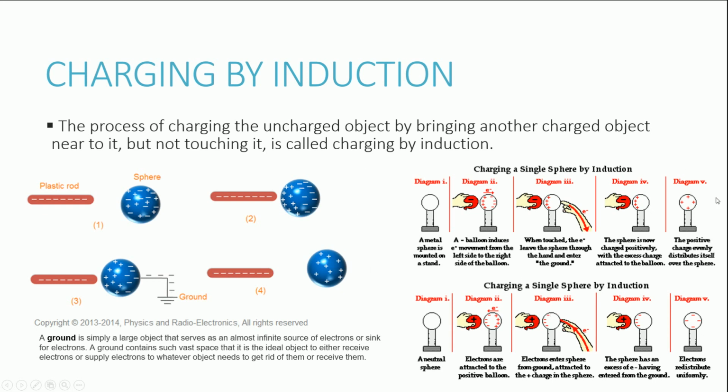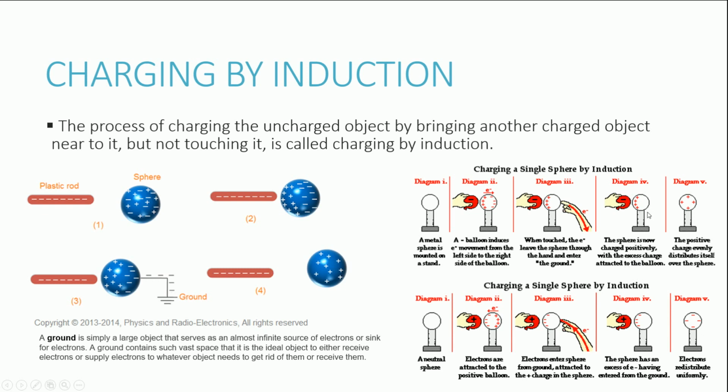So in the diagram on the right, if you take a look at the top series of diagrams, this is exactly what we did on the left hand side here, exactly the same. What you do is get a negative charged balloon, they use the balloon here instead of a rod, but it doesn't matter. All the positive charge accumulates on the left hand side, all the negative charge accumulates on the right hand side, and so therefore when you touch the sphere, the electrons will move out of the right hand side and enter the ground. And so if you get your hand off the sphere now, the sphere is overall charged positively with excess charge attracted to the balloon.